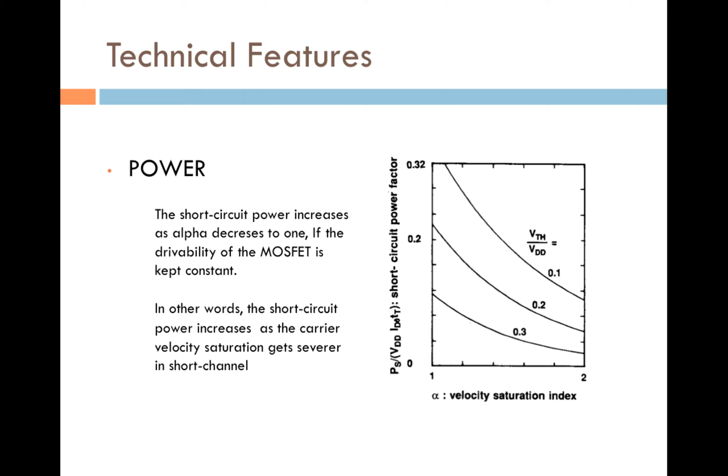We can see that, for example, when the threshold voltage represents 10% of the power supply, the power is much higher than when it represents 30%, as expected. In the end, what is important is to understand that the short circuit power increases as the velocity saturation gets severer in short channel MOSFETs.